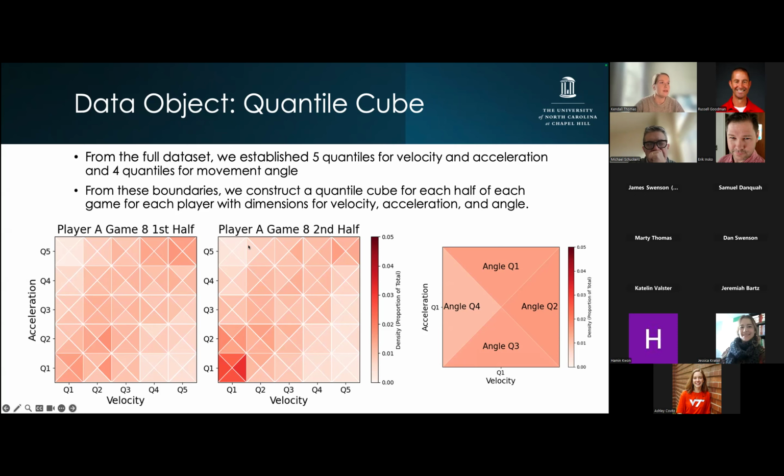So we can see, like in this example, that in the second half, this player spent a lot more time at lower quantiles of velocity and acceleration compared to in the first half. And this is actually a trend we see throughout all of our data set, which I'll talk a little bit more about later.